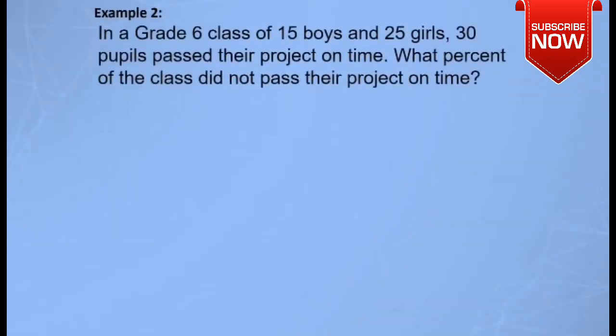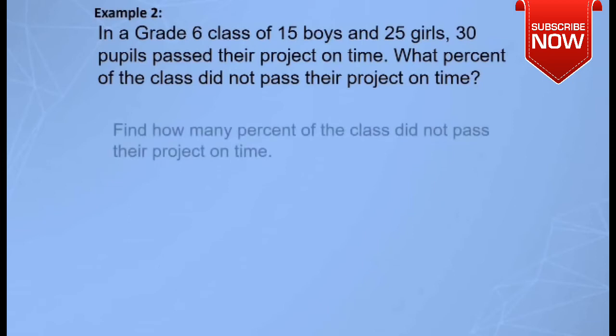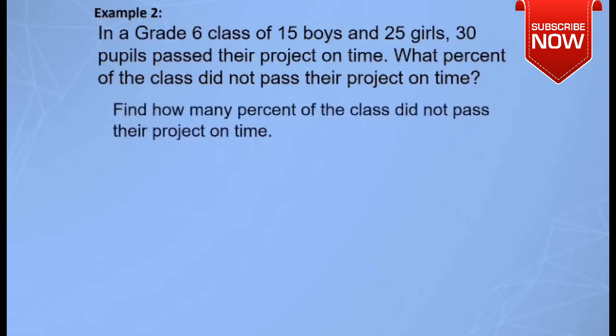Let us discuss example 2. Problem: read and analyze. In a grade 6 class of 15 boys and 25 girls, 30 pupils passed their project on time. What percent of the class did not pass their project on time? What are we going to find in the problem? Find how many percent of the class did not pass their project on time.